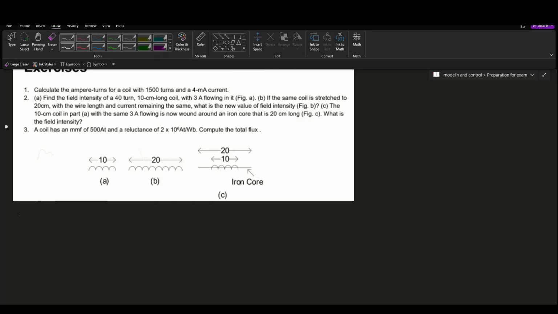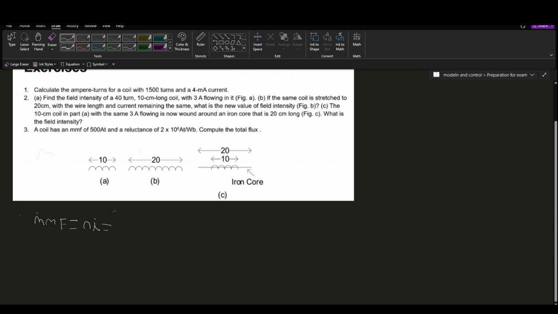Hello, for this video I'm gonna talk about these exercises regarding Faraday's law. So here we have: calculate ampere turns. When we talk ampere turns, we are talking about MMF, magnetomotive force, and this is equal to the number of turns times the current.